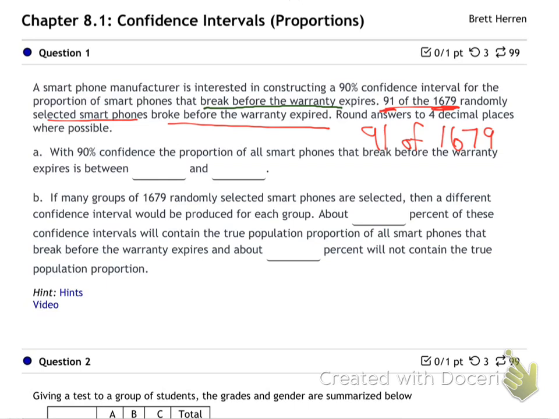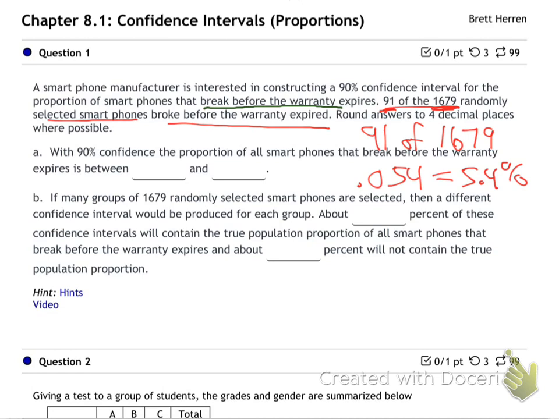91 divided by 1679. I'm getting 0.054. So that's 5.4% basically. So just over 5% of the cell phones broke before the warranty. So they're thinking, about 5% of the cell phones.